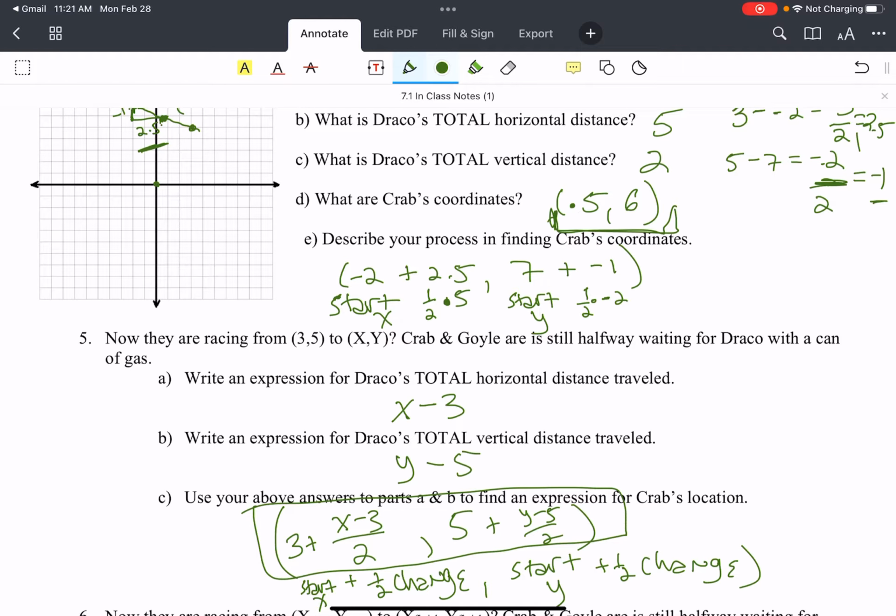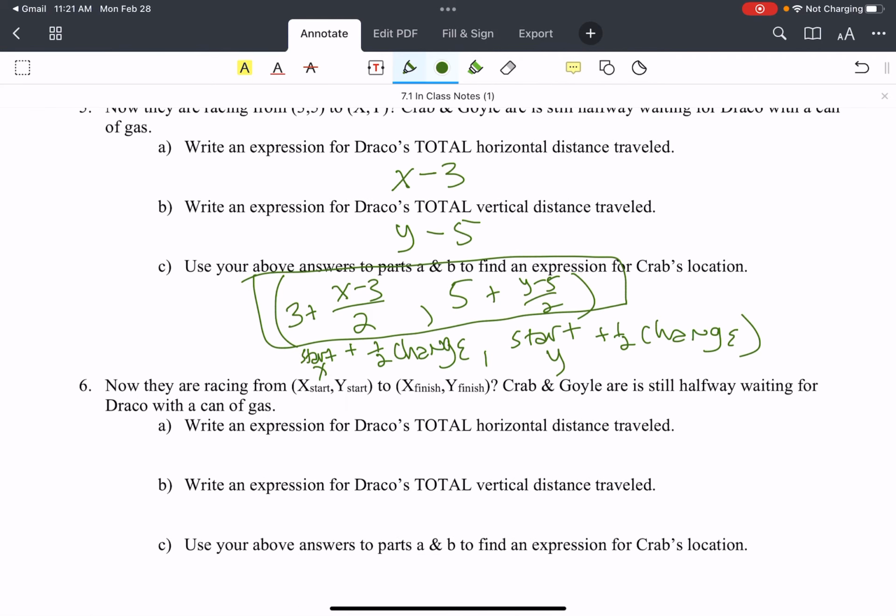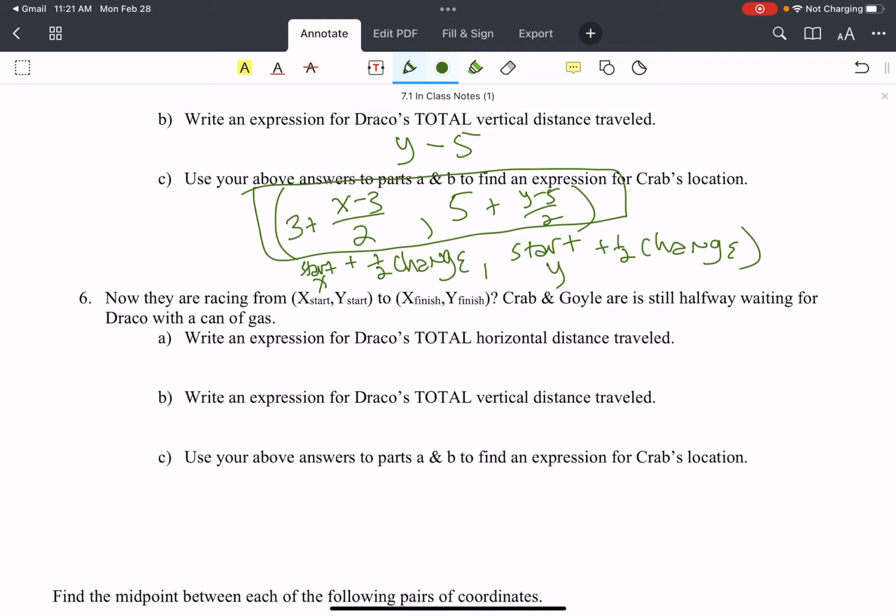We're about to make both points unknown. So I need to know if there's any questions. Okay. Now they're going to race from X start to X finish. So horizontal distance, does that use the X's or the Y's? So I'm going to say X. I'll just do a little F because I'm too lazy to write finish. Minus X start.